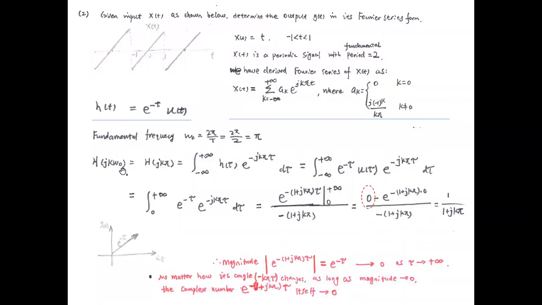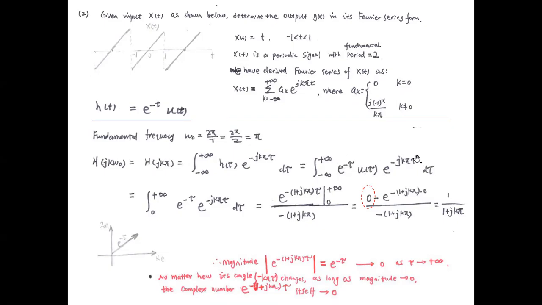We calculate capital H, jk omega zero is pi, so jk pi. This is the standard formula to calculate H, where we have H of tau. We already know H of t from part one of this question. So H of tau is just exponential minus tau u tau we obtained. Exponential minus jk pi tau. Again, pi is the omega zero for this example.